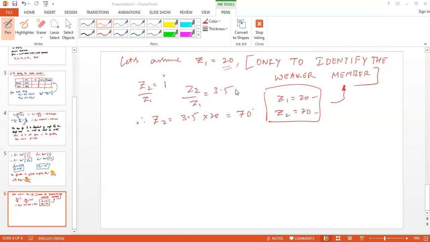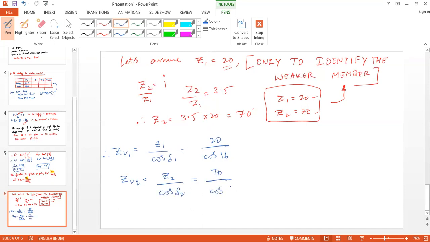Okay, so now we know the value of Z1 and Z2, that is 20 and 70. See, it is not necessary to assume it as 20. You can assume 1 also. It is not a problem. So if I know the value of Z1 and Z2, can I get the value of ZV1? ZV1 is equal to Z1 by cos delta 1, that is 20 divided by cos 16. And ZV2 is Z2 by cos delta 2, that is 70 by cos 74 degree.